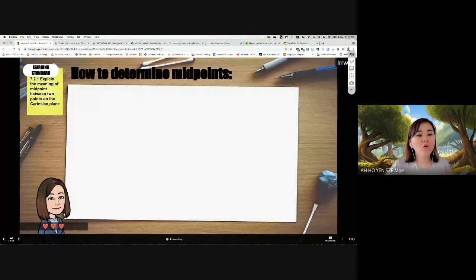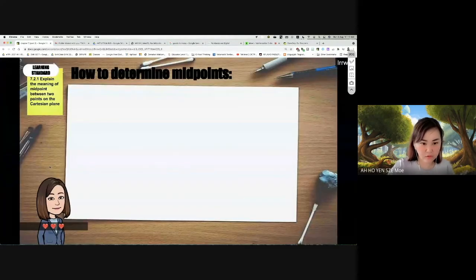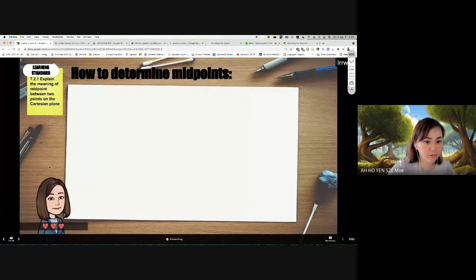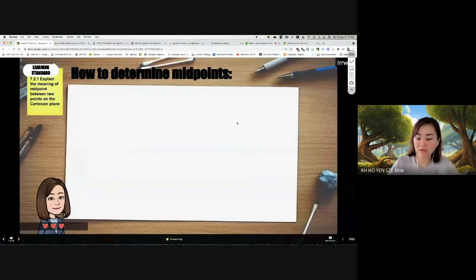How are we going to determine midpoints? So this one, I should show you how to determine the midpoint when we are using geometry. So when we want to determine a midpoint between 2 points. Oops, my mouse is very sensitive.